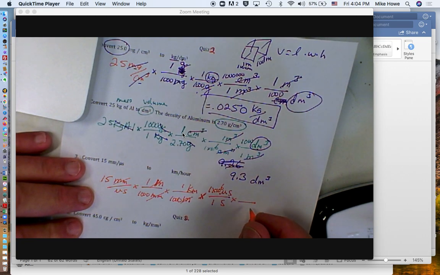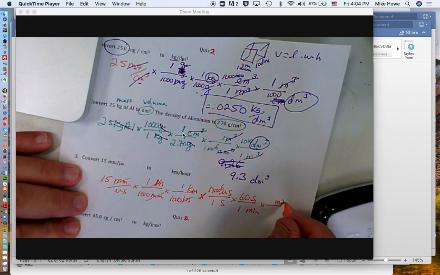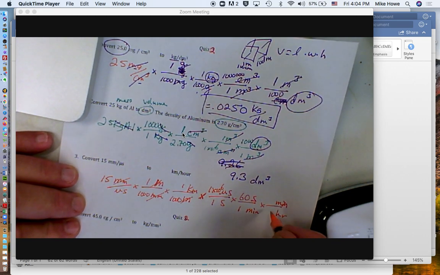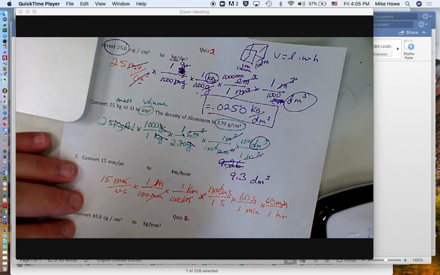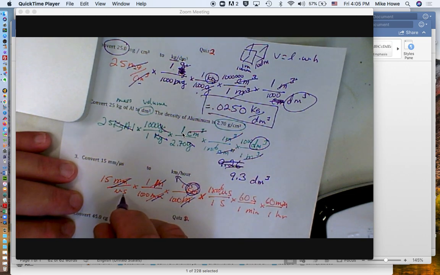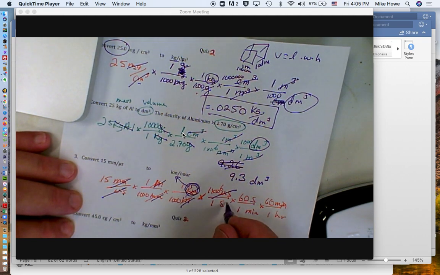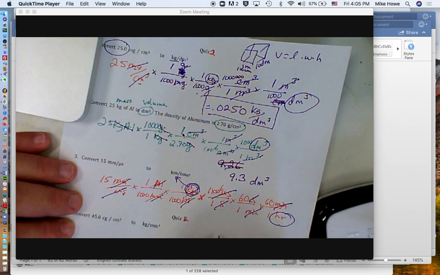We want hours, so we're going to put seconds on the top and minutes on the bottom. I would do that. So 1 minute is 60 seconds. And then the minutes on top and hours on the bottom. And 60 minutes is 1 hour. So now if you look at our unit cancellations, millimeters cancel, meters cancel, kilometers don't cancel, because that's what you wanted. Microseconds cancel. Seconds cancel. Minutes cancel. We have hours left on the bottom. So we have kilometers over hours.